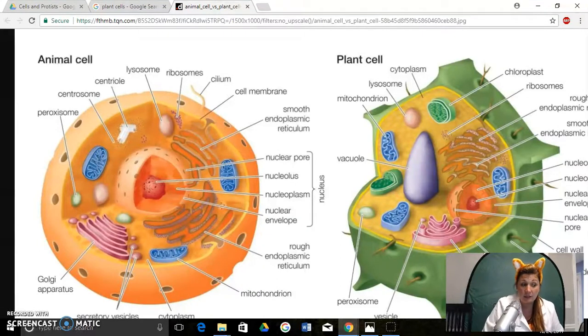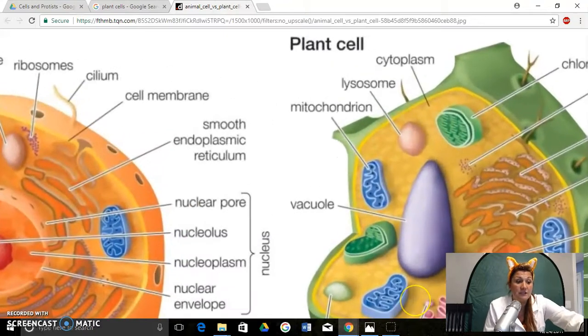The next thing we're going to look at is the vacuole. An easy way to remember this is it sounds like a vacuum. So what do vacuums do? They suck up stuff. A vacuole does store waste, water, and nutrients. It takes care of all of those things. So it's a big storage sac or a large bubble in the cell that holds food, nutrients, water, and waste.